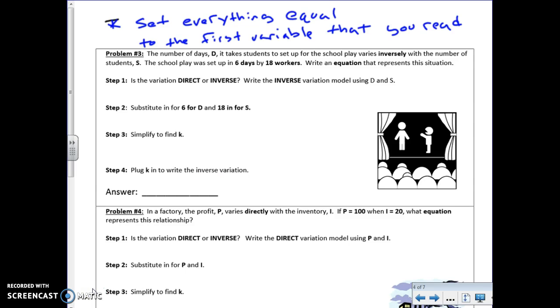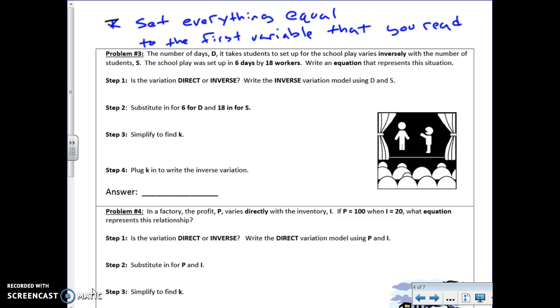All right, for direct variation word problems, you're not always going to have the variables x and y, because you'll be dealing with more realistic stuff. So you just want to remember to set everything equal to the first variable that you read. Remember, variables are just the letters that represent unknowns. So, when you're reading problem number 3, it says the number of days d. Right then and there, we know that the equation is going to be set equal to d. So we'll come back to that later. And let's just read the problem.